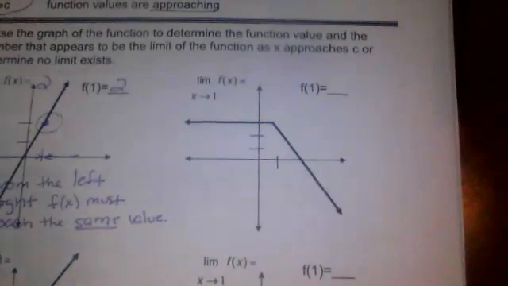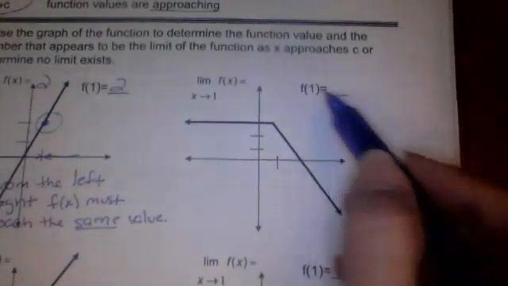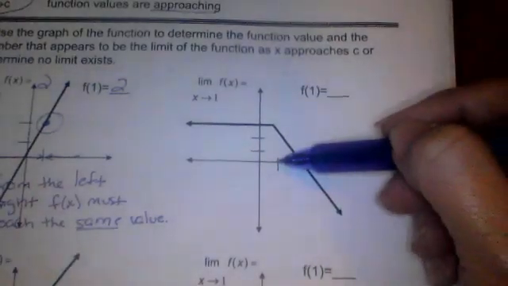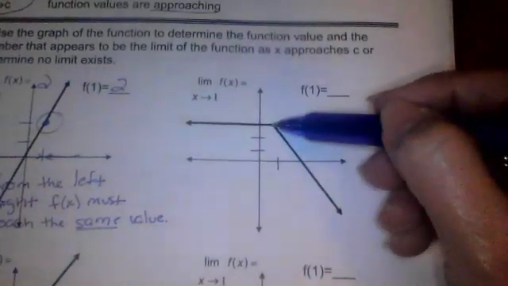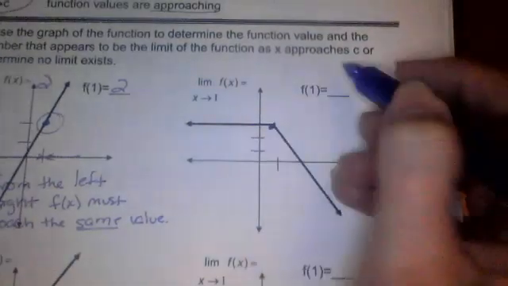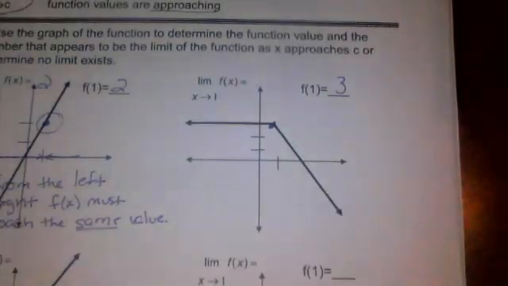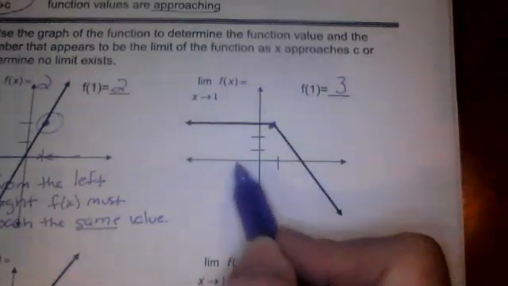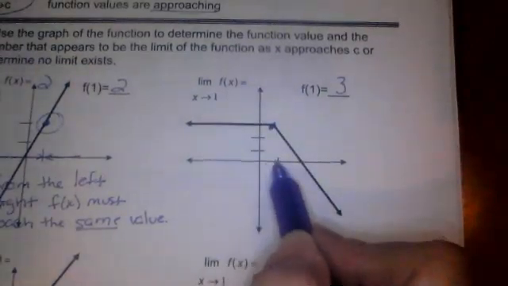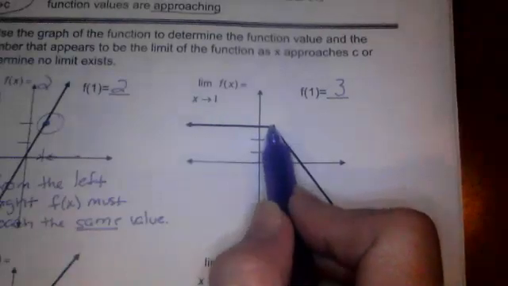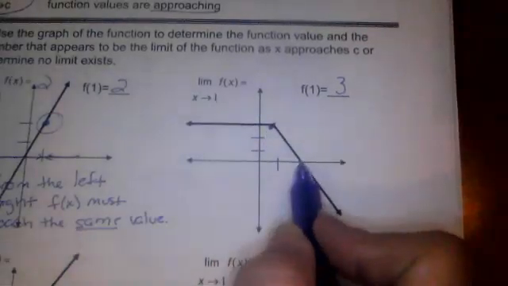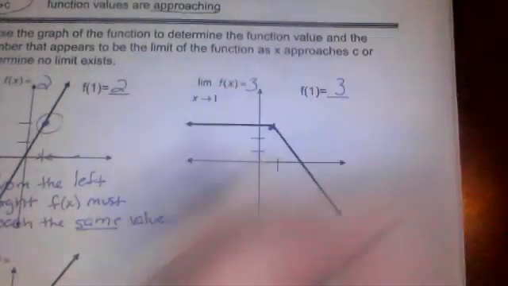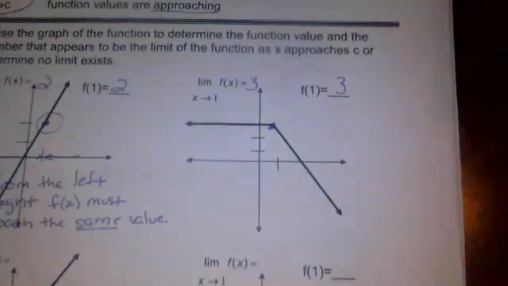There we go, a little bit better. Okay, so on this next one, let's talk about the value. The value of the function at 1, the output value here is 1, 2, 3. So 3. As x approaches 1, so if I come in really close to 1, the output is going to be close to 3. If I come in from this side, I'm still close to 3. So my limit is also 3.